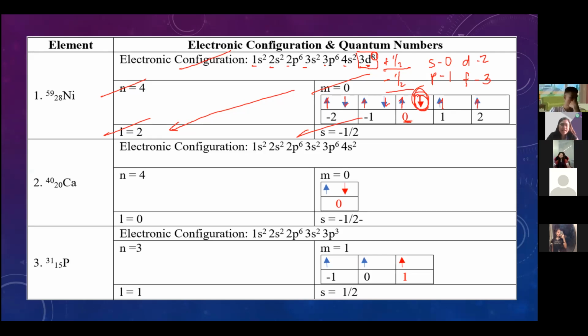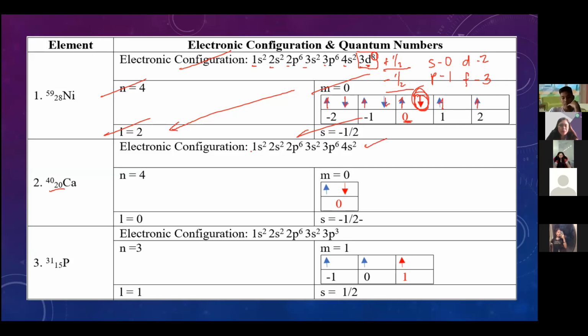If you have questions, you can send your questions sa chat, ha? So next, we'll be moving on to calcium. Calcium is 20 and 40. So 20 is the atomic number. Ito yung gagamitin natin for the electron configuration. So we have 1s2, 2s2, 2p6, 3s2, 3p6, 4s2. This is a total of 20. So this is correct. Okay, so sa 4s2 tayo mag-e-end.